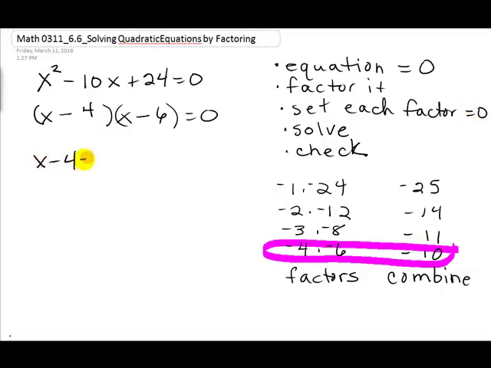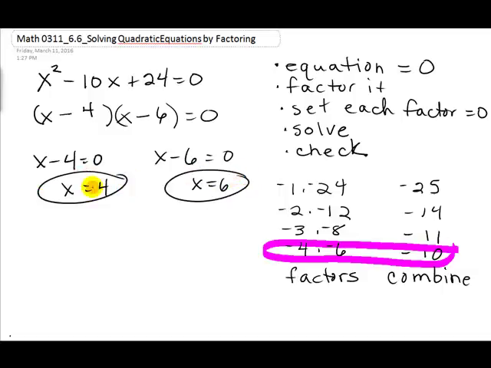X minus 4 equals 0. X minus 6 equals 0. And then solve. On a lot of these, you will have two answers. Sometimes you may have 1. Sometimes you may have 3. But you always want to check them.